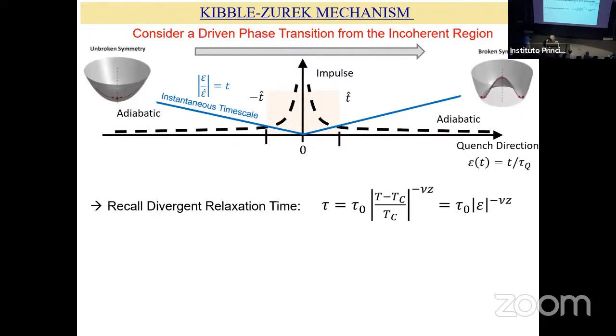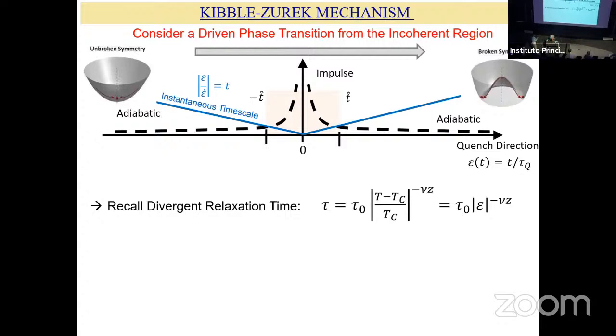Okay, so now what we're doing is we're driving the system. Imagine I start above TC and I want to get to below TC. So I'm going to somehow change the parameters to make sure that the system goes in this direction, okay? And I'm doing that in the simplest way, linearly, as indicated here.